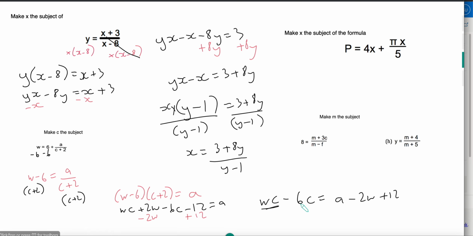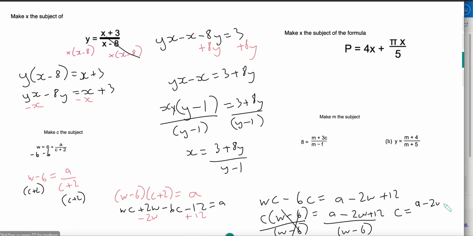Now, two of the same subject, factorize. So c's in common, c(w minus 6) equals all that. c is being multiplied by w minus 6. I'm going to divide by w minus 6. So on the left-hand side, we're left with c equals, so that cancels out. On the right-hand side, it's (a minus 2w plus 12) over (w minus 6).